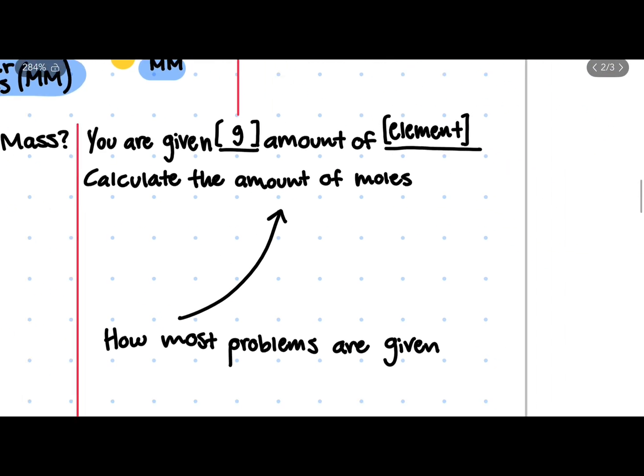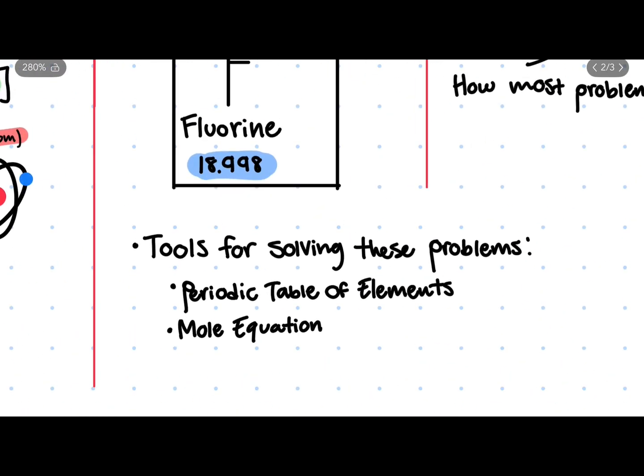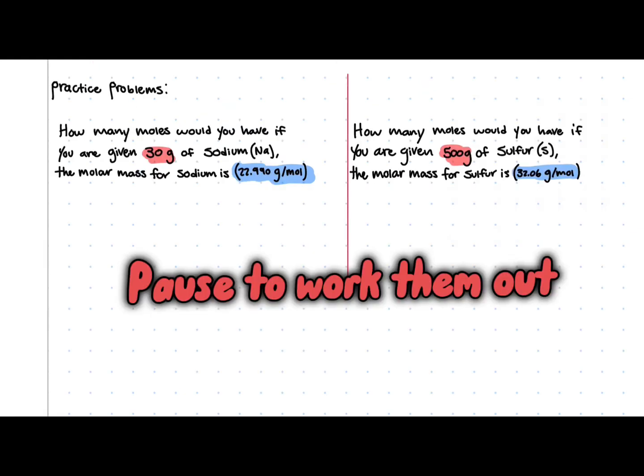And here's what the question would look like. You're given a certain amount of an element, and it wants you to calculate for moles. Let's say I was given 80 grams of oxygen. How many moles of oxygen do I have? That's how they look. And then just a quick summary. These are the tools you need for these types of problems: the periodic table of elements, so you can find your molar mass, and then your mole equation. That's it.